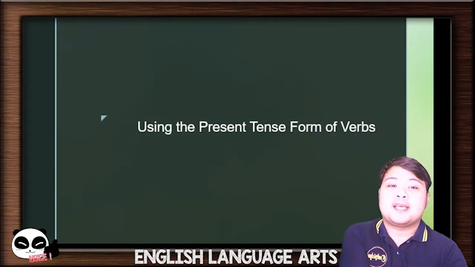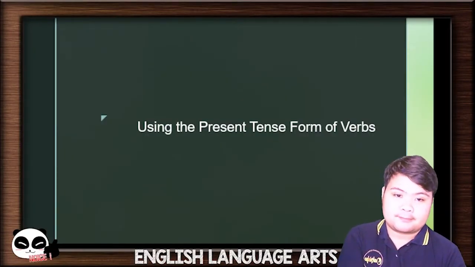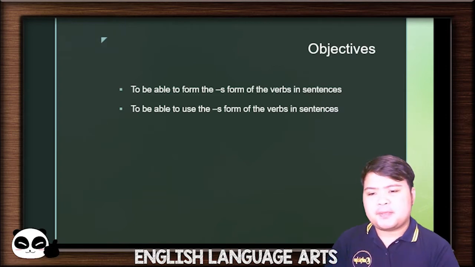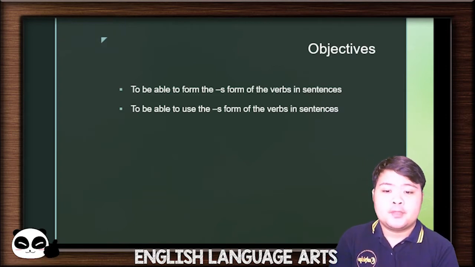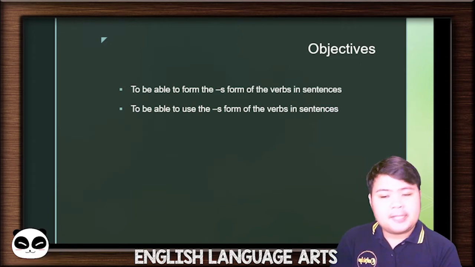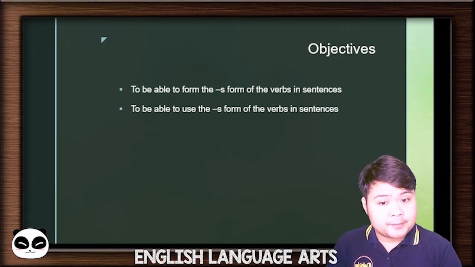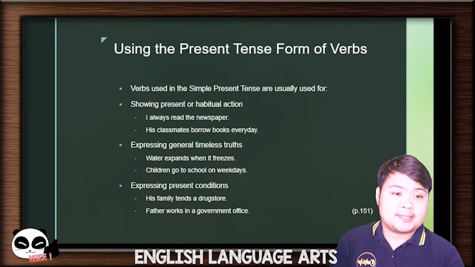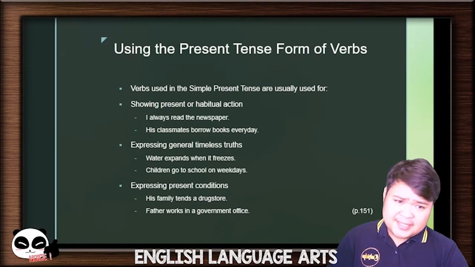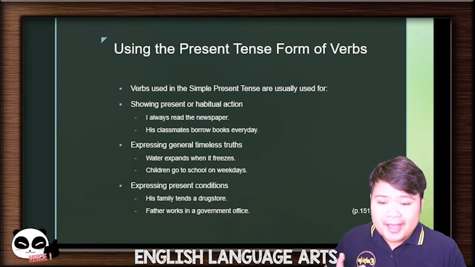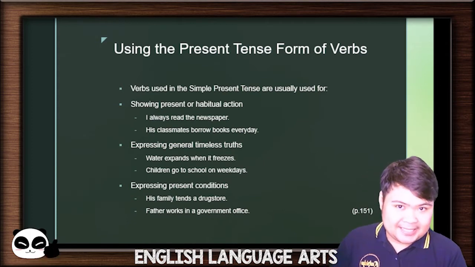Our topic for today would be using the present tense form of verbs. Our objectives would be to be able to form the S form of verbs in sentences and to be able to use the S form of verbs in sentences, right? So understand first what is the present tense, or to keep it exact, simple present tense.